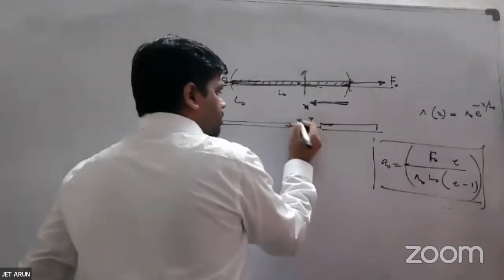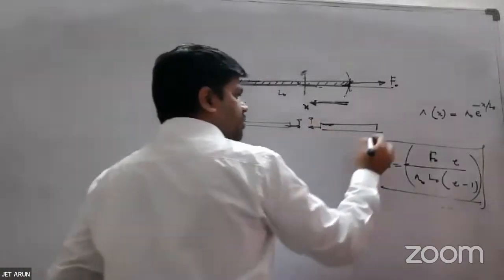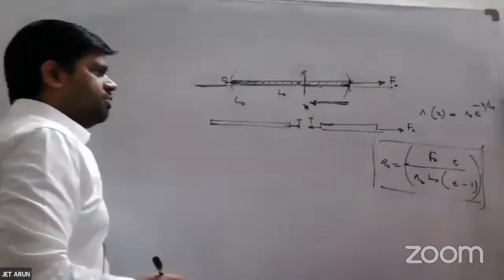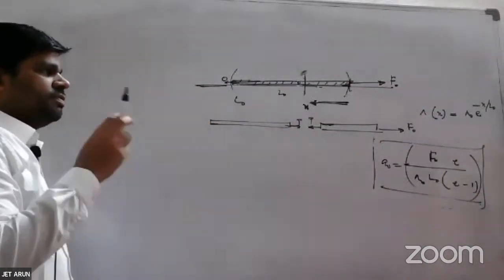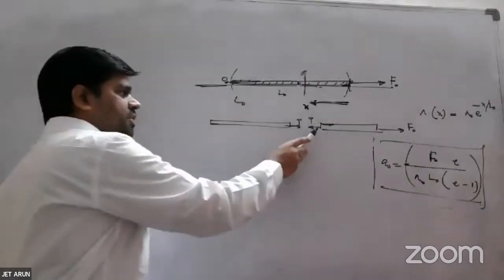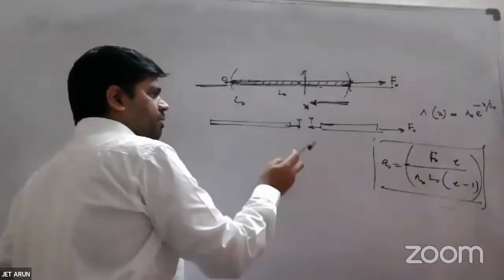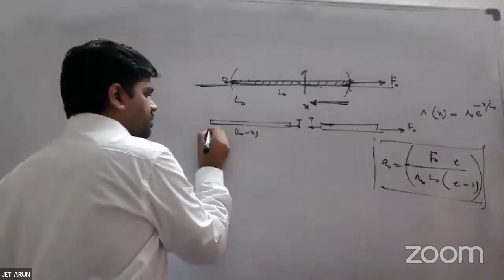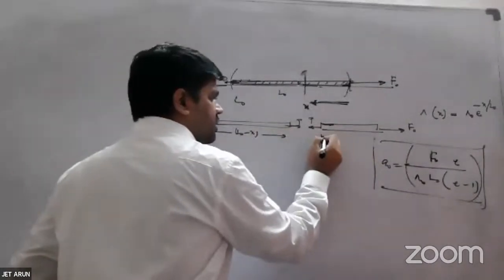Tension over here, action reaction pair. I told you, whenever you think of a force, any real force will have an action reaction pair. So the moment I think of a force, I should think of its reaction as well. So here is tension, its reaction is on this part. So this is L naught minus X. This is X.